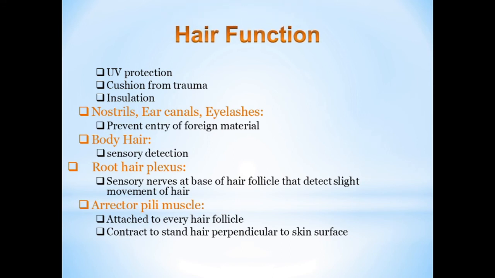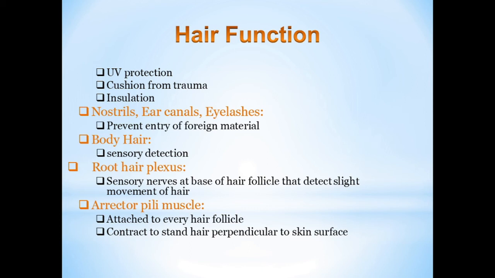Functions of hair. There are several functions of the hair. It gives protection from the UV rays. It forms the cushion from the trauma, means it gives protection to the head from trauma. Insulation is another function of the hair, means it protects the head or body from the heat. In nostrils, ear canals and eyelashes, they have different functions. The hair prevents entry of foreign material in nostrils, ear canals and eyelashes.